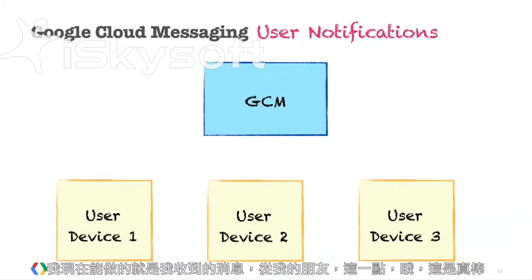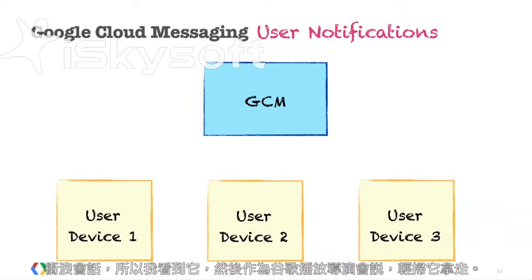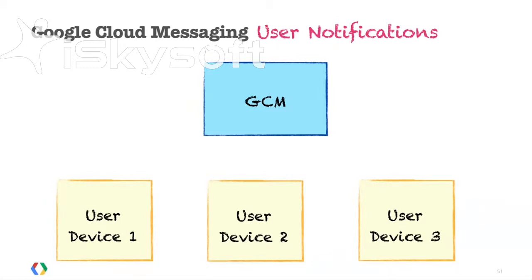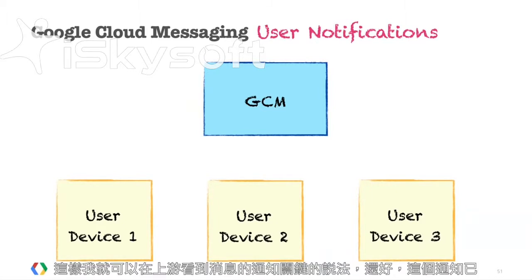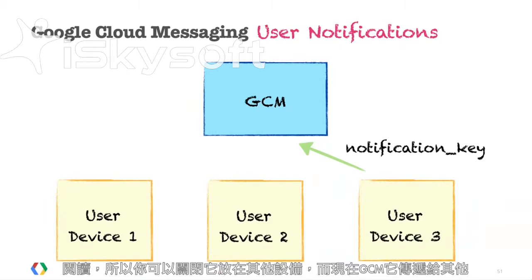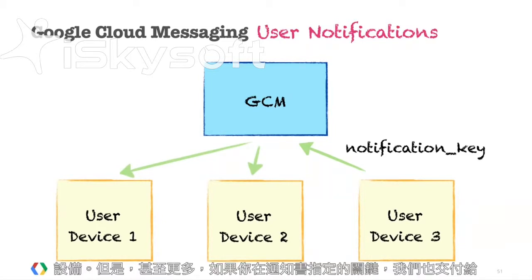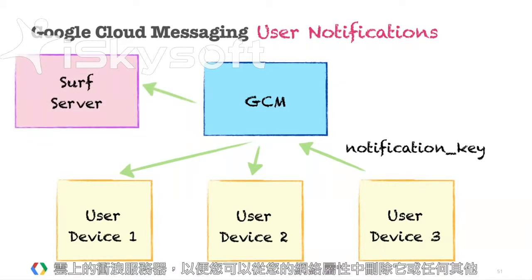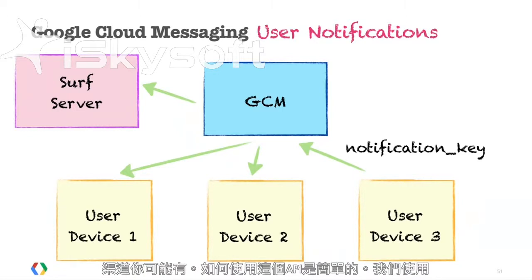What I can do now is I receive the message from my friends. It was an awesome surf session. So I see it, and then, as the Google Play director, Chris Yerga, would say, swipe it away. And so I can send an upstream message to a notification key saying, OK, this notification has been read. And so you can dismiss it on the other devices. And now GCM delivers it to the other devices. Or even more, if you specified so in the notification key, we also deliver it to the server on the cloud, so you can remove it from your web properties or whatever other channels that you might have.